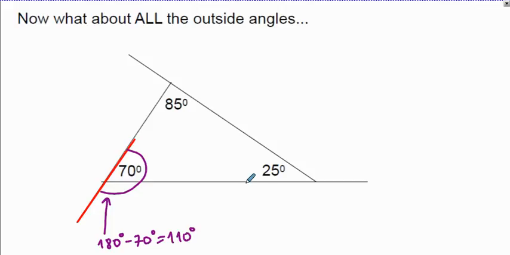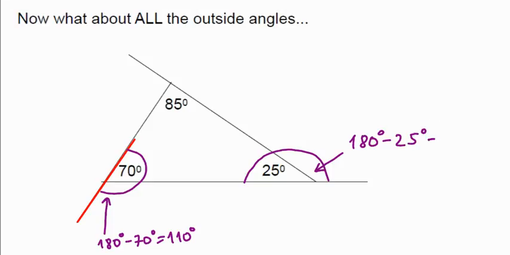And then I'm going to do the same thing here. So I have another straight line. This angle is 180 now. So if I want to calculate this external angle, it will be another 180 minus 25. So 180 minus 25 gives me 155. And then we're going to do the last one. So there's another straight line. In this case, we're going to do 180, which represents a straight line, minus 85. And that will be 95.